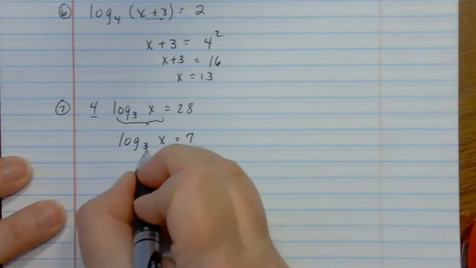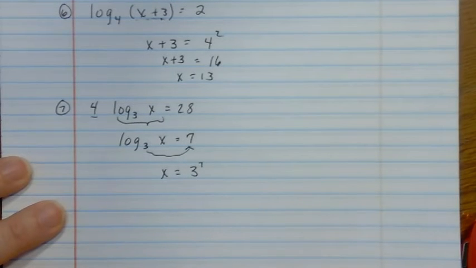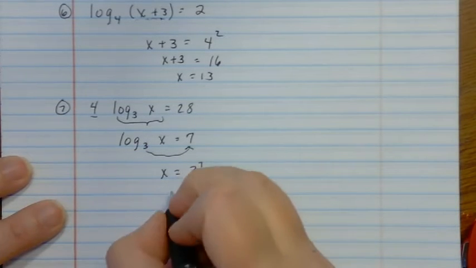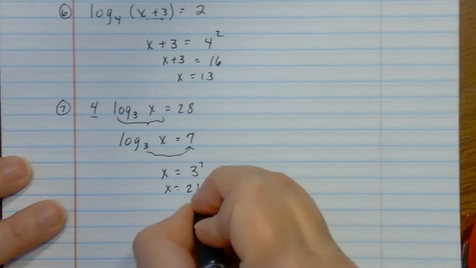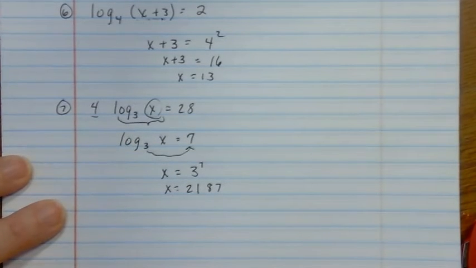Then I'm going to change it to an exponent. So x equals 3 to the 7th power. And then I'll have to use my calculator for that. 3 times 3 times 3 times 3 times 3, 7 times. And I get x equals 2,187. And it's okay to put a positive number there, so that's a good answer.